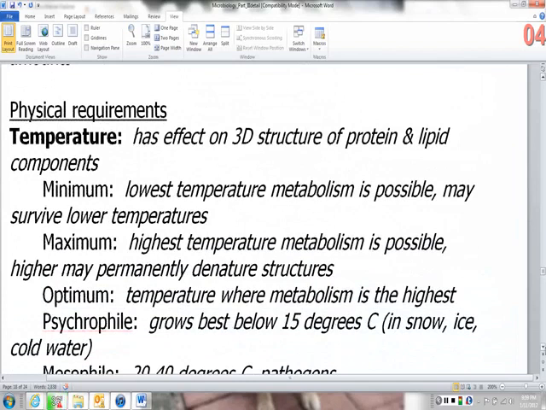Temperature is important because it will influence the 3D structure of proteins and lipid components of the cell. Microbes are found in virtually all places and temperatures on Earth. The minimum temperature for an organism is the lowest temperature metabolism is possible, but they may survive lower temperatures. This is why freezing food will allow you to store it longer by inhibiting microbe growth, but it does not necessarily kill the organism.